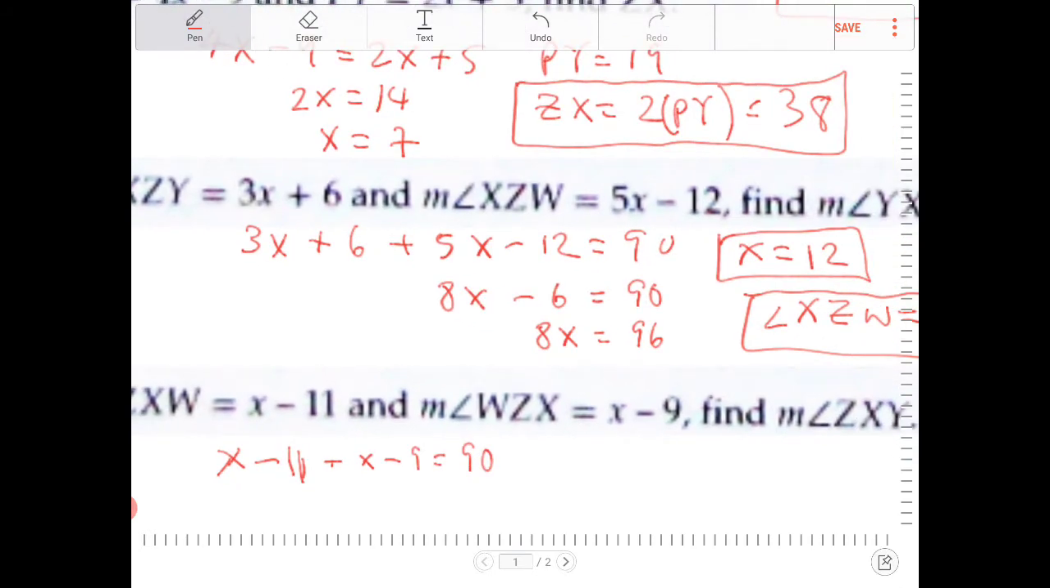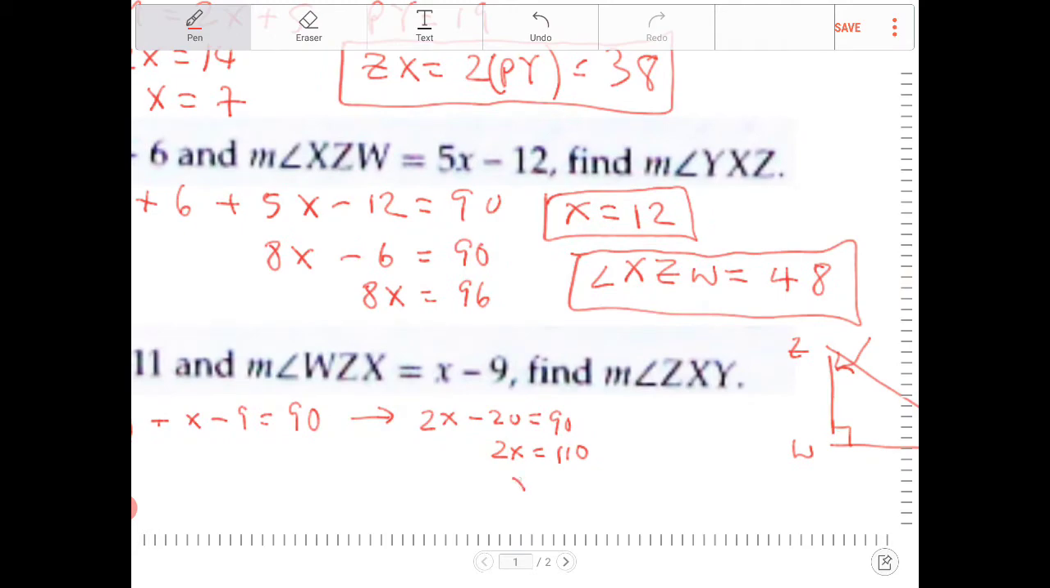I add negative 11 and negative 9 together, I get negative 20, so I end up with 2x minus 20 is equal to 90. Add 20 to both sides, 2x is equal to 110. Divide by 2, x is equal to 55.